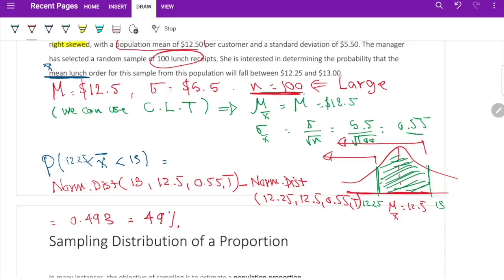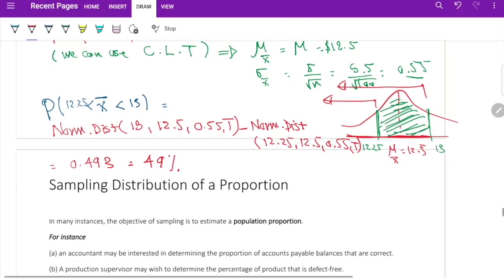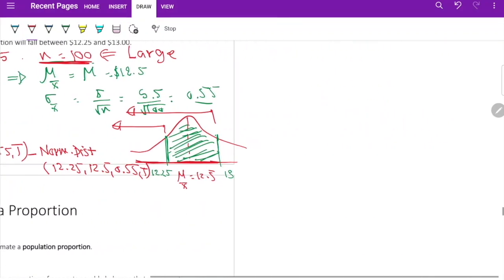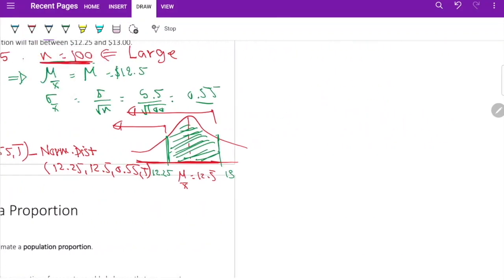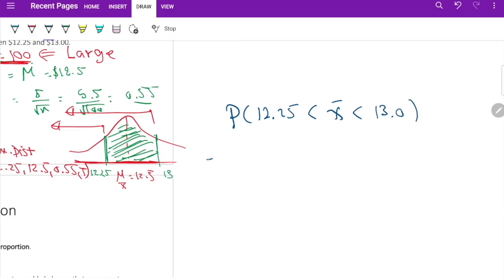The other method is what? As we did in chapter 6, we can standardize the X bar. So the other method, let me use it here. Again, without standardizing, we are looking for P, the probability of X bar, the mean, to be between these two values, right? We know that every value can be standardized, so this is going to be between the two standardized values. So X bar will be standardized.